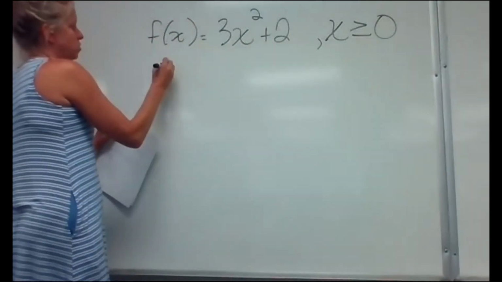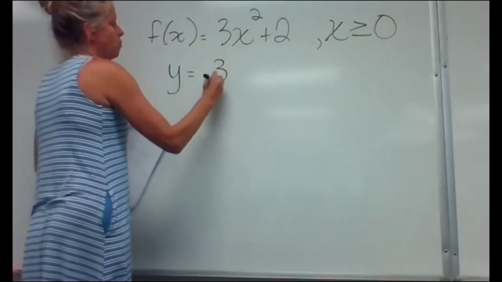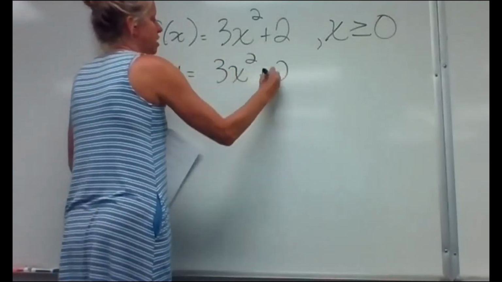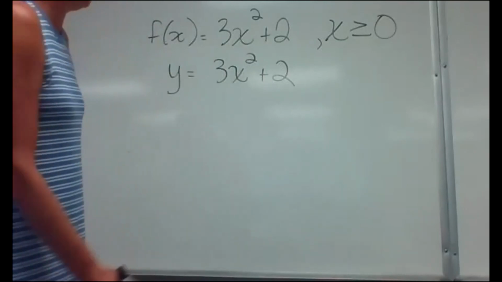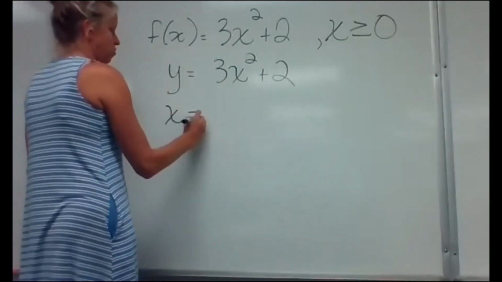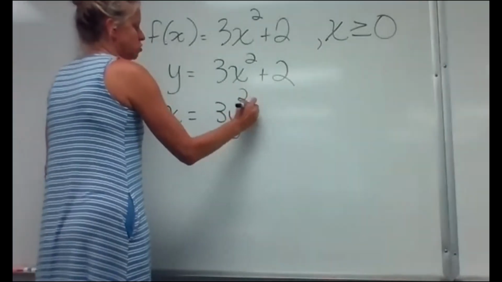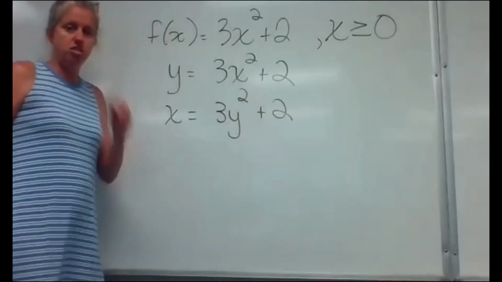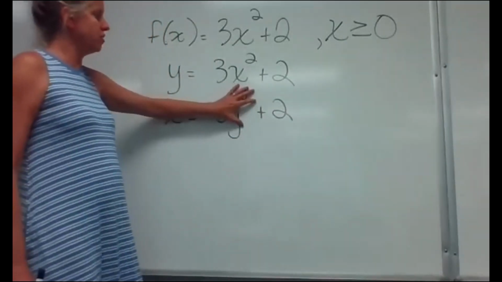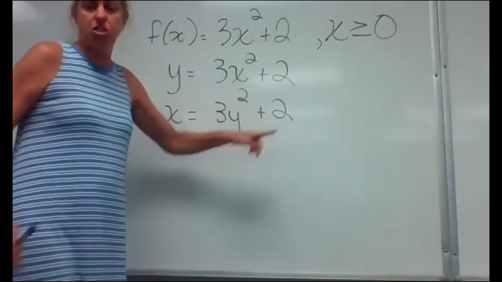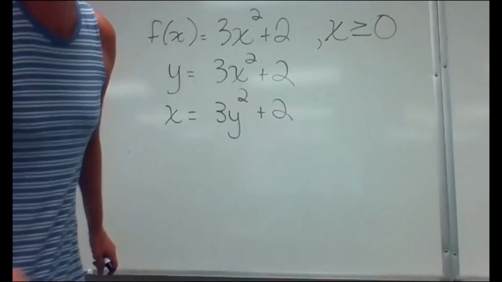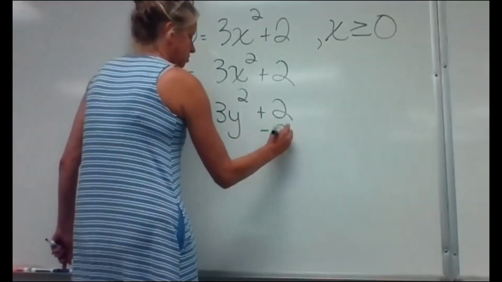So replace the f of x with a y. So y equals 3x squared plus 2. Interchange x and y. So x equals 3y squared plus 2. Now we're going to solve it for this y. This takes a couple of steps. The first thing I can get rid of is that plus 2. I'll get rid of it by minus 2.